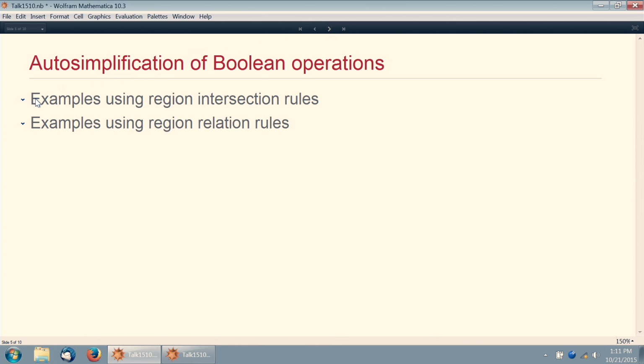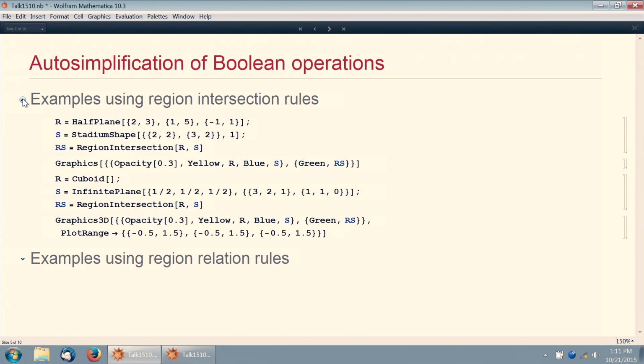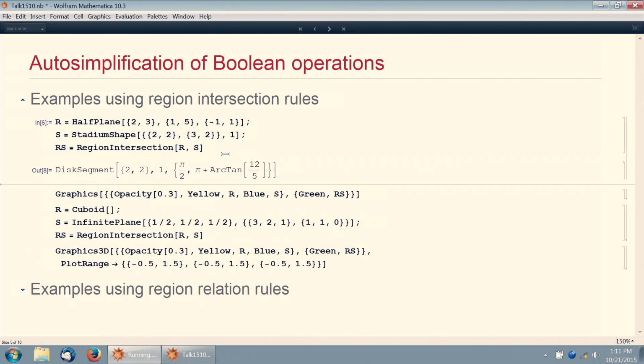So here are some examples. Auto-simplification of Boolean operations. In general, Boolean operations stay unevaluated, but if we are working with special regions, like if we intersect a half plane with a stadium shape, we get a disk segment. Here is a picture of it.